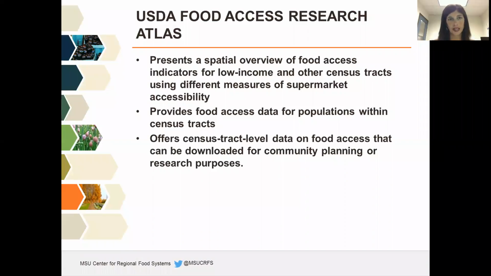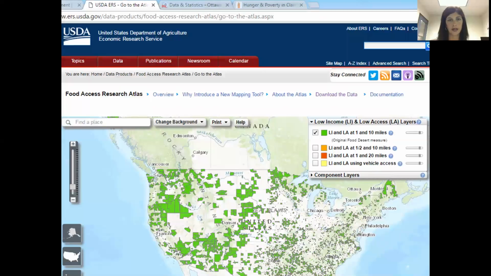Okay, another example of secondary data that we use is the USDA Food Access Research Atlas that I mentioned is also used earlier when I talked about the county health rankings and the indexes that they use. But the really nice thing about this Food Access Atlas, not easy to say, is that it gives you an overview of food access indicators for a lot of different census tracts, low income specifically, using different measures of supermarket accessibility, and it also provides data for populations within census tracts, which can be really helpful. And it's nice to be able to get all of that information and download it, and a lot of times we've taken that to our planning meetings, and it's been helpful to share visuals with our food council members that are making decisions.